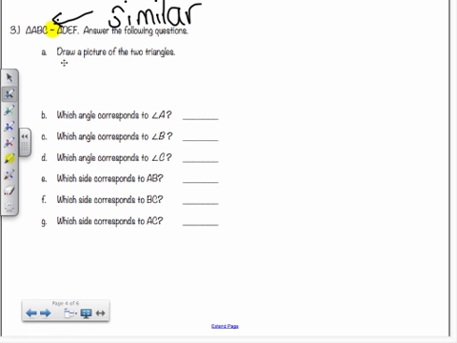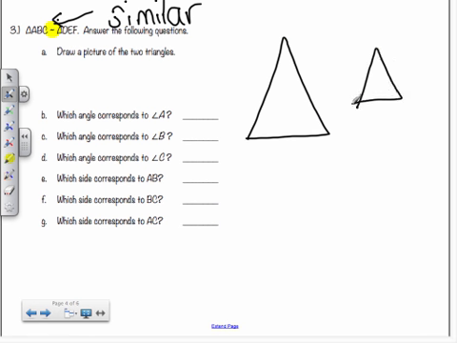Answer the following questions. Question A, draw a picture of the two triangles. So I'm going to draw triangle ABC versus triangle DEF. Now I don't know which one is bigger. I just know the two triangles have proportional sides and congruent angles, and one is bigger than the other, but I don't know which one is which.